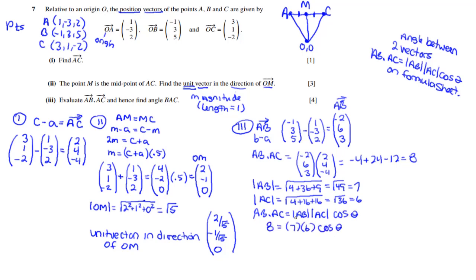So anyway, I fill in all the stuff I've got. I've got to get cosine by itself. It's going to look like this. And then all I've got to do to find the angle is take the inverse cosine of 8 over 42. And I'm going to find out the angle is 79 degrees. And that's all there is for that one. All right?